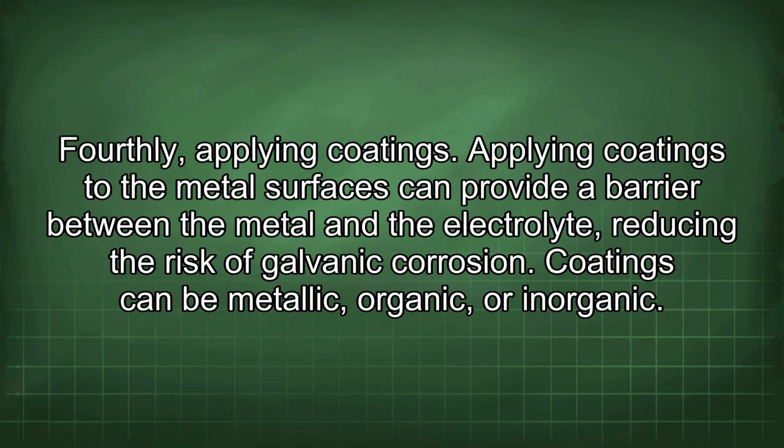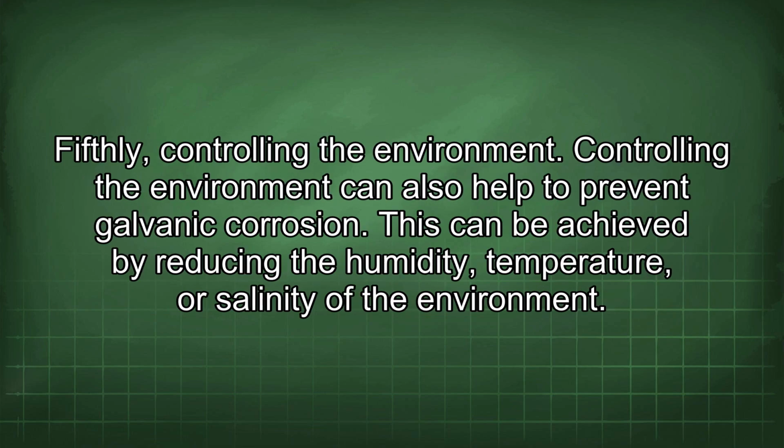Fourthly, applying coatings. Applying coatings to the metal surfaces can provide a barrier between the metal and the electrolyte, reducing the risk of galvanic corrosion. Coatings can be metallic, organic, or inorganic. Fifthly, controlling the environment. Controlling the environment can also help to prevent galvanic corrosion. This can be achieved by reducing the humidity, temperature, or salinity of the environment.